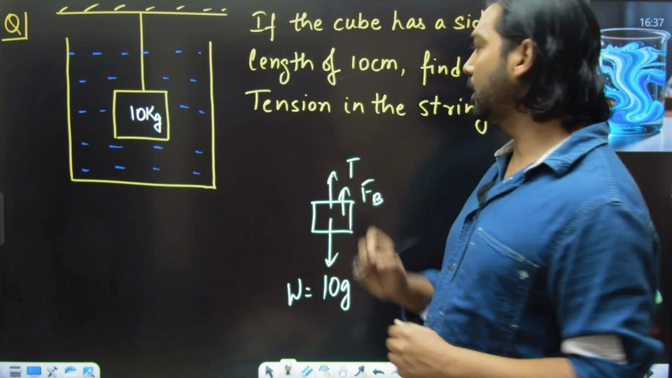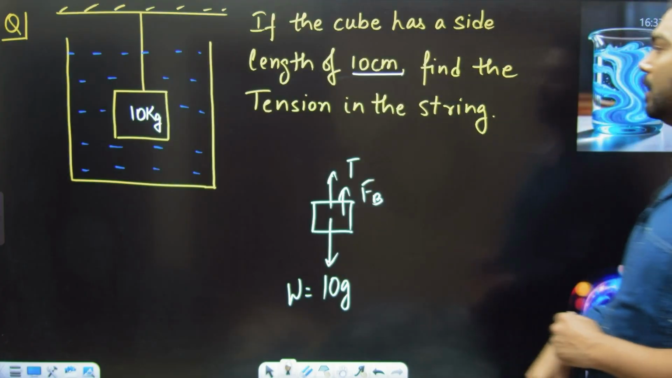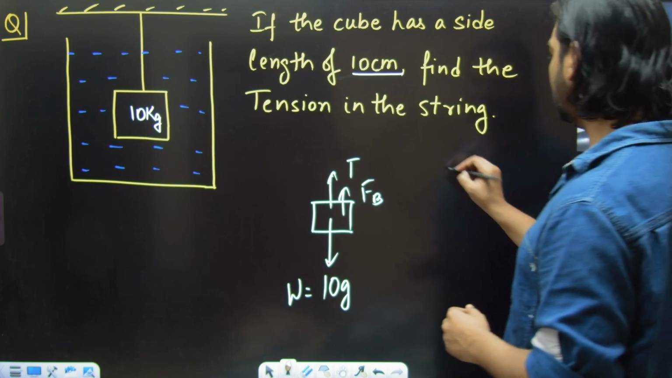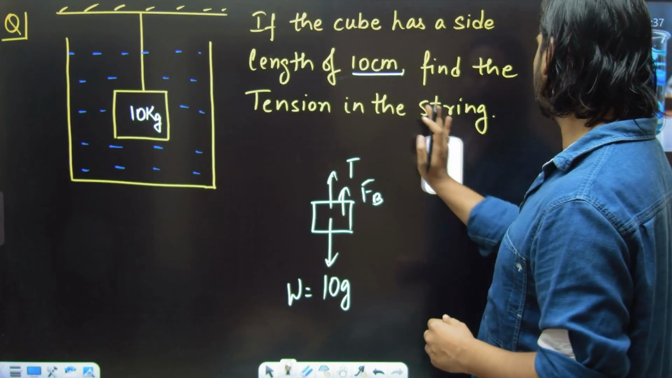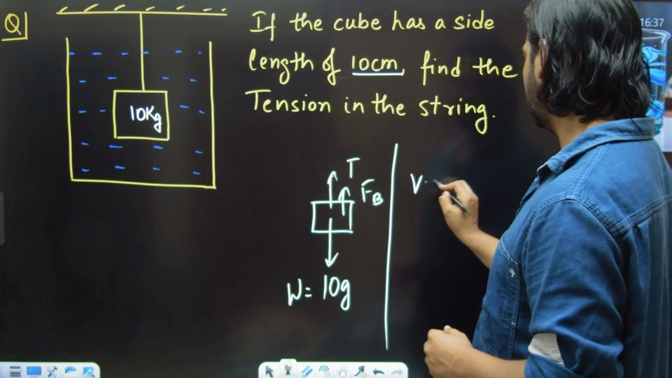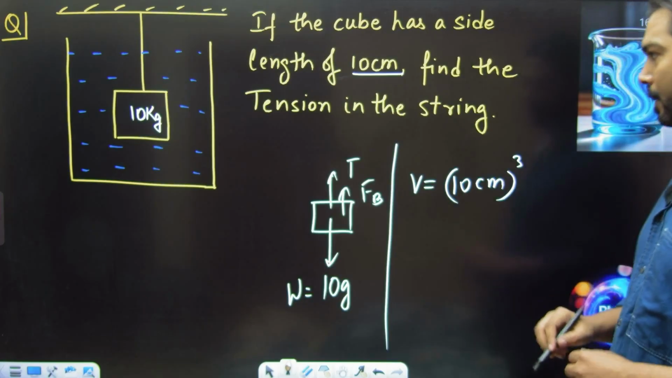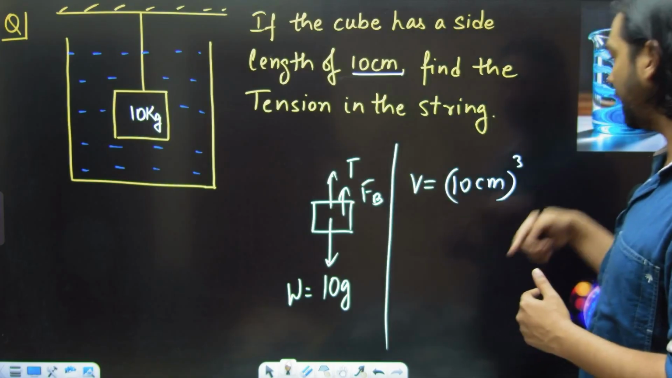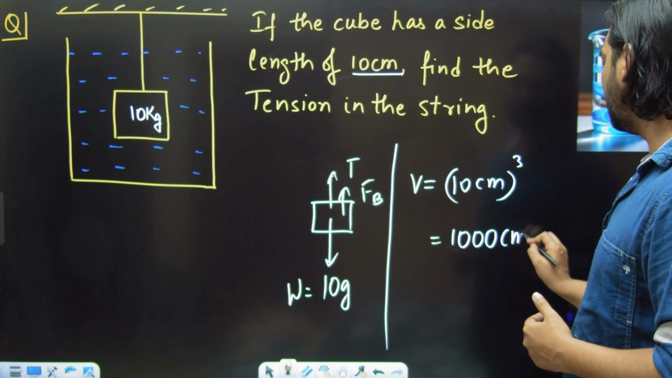Guys, here's how you find the buoyant force. Look at this information. It's 10 centimeters, the cube's edge length. So what's the volume displaced? Volume displaced is going to be the whole cube, because that's the volume of a cube, 10 times 10 times 10. So 10 centimeter times 10 centimeter times 10 centimeter, and that is 1000 centimeter cube.